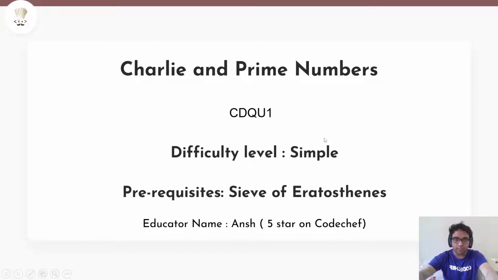So today we're going to be solving the problem Charlie and Prime Numbers. The difficulty level for this problem is simple, and the prerequisite required is the Sieve of Eratosthenes.